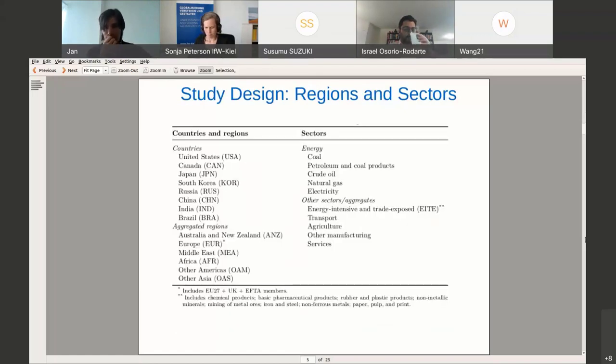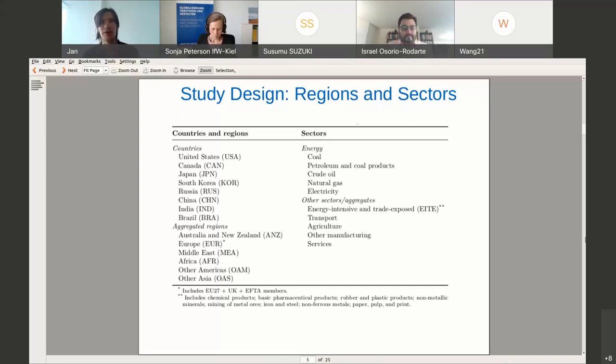So as to the setup of the study, we have a regional and a sectoral aggregation or disaggregation. On the regional side, we represent 14 major economic regions, eight of which are individual countries like the US, China, Brazil, India, and six of which are aggregated regions like Europe and the Middle East.